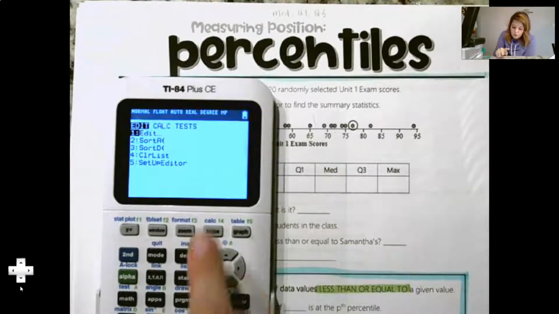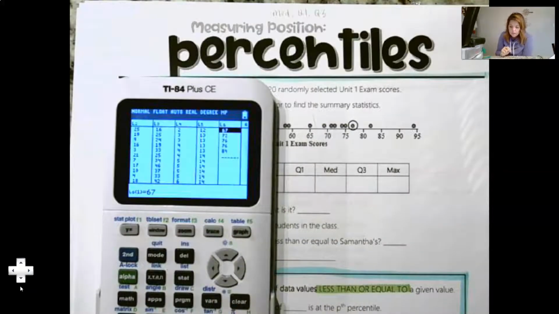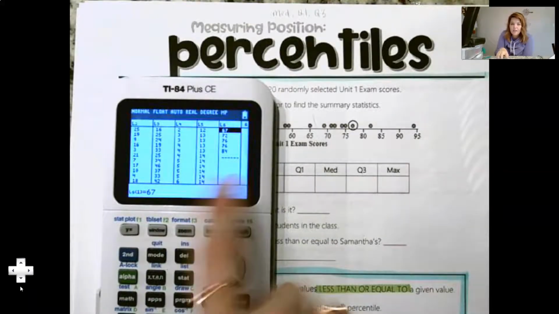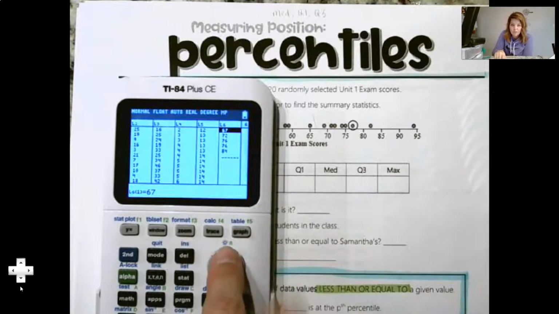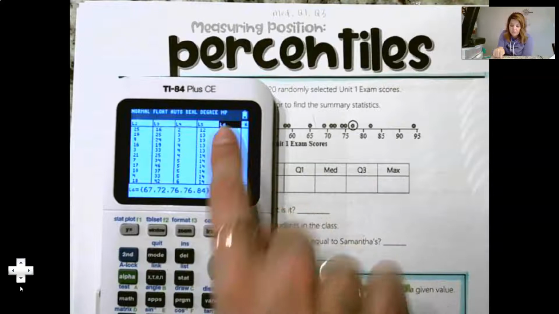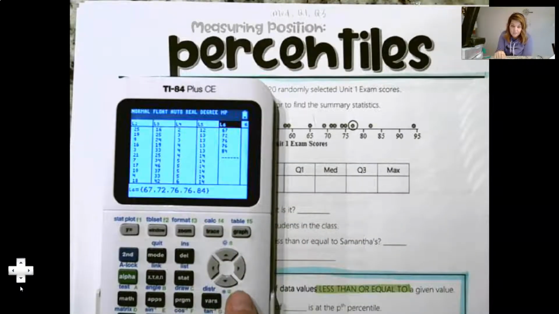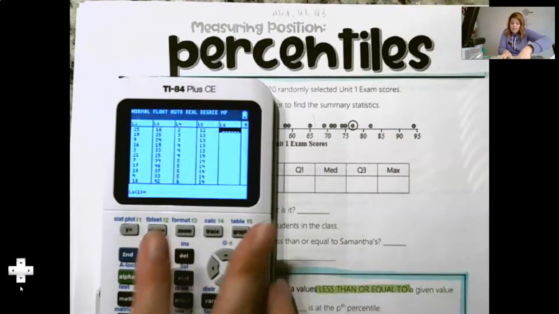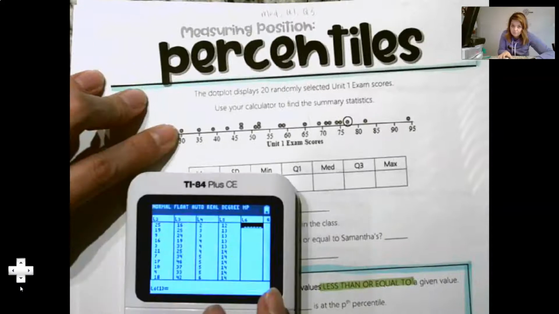Okay, so I'm going to put mine in list 6 since I'm already on list 6. Remember to clear out a list: you go up to the top, you hit clear, and then enter. You never hit delete. So we're going to enter in these values.